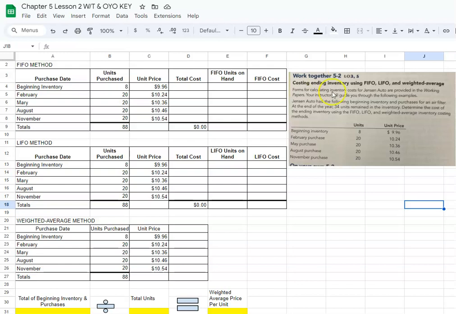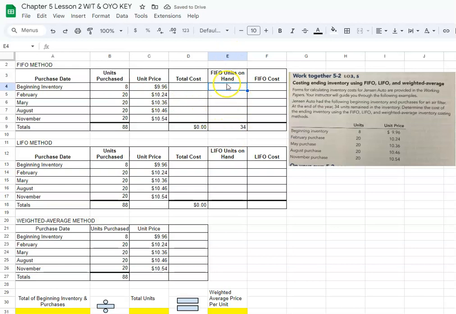Okay, so we are looking at costing our inventory, and we're told that at the end of the year we have 34 units remaining in inventory. So we have to determine the cost of inventory using these different methods. Okay, 34 units is the key. So this number here, units on hand, has got to be 34. All right, so now we just have to figure out which ones of these are they.